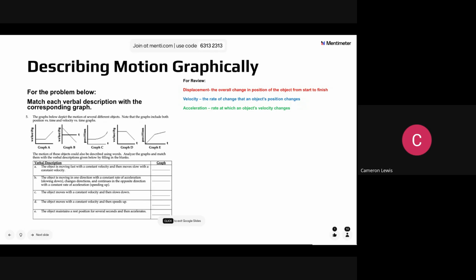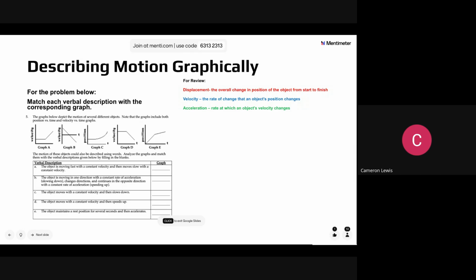My verbal description B. I think it's B, because it says it's moving in one direction with a constant rate of acceleration, and then it continues in the opposite direction with the same rate of acceleration. So that would be a straight line going down. Say your answer one more time. You said B. Okay, so we got D, then we got B. All right.